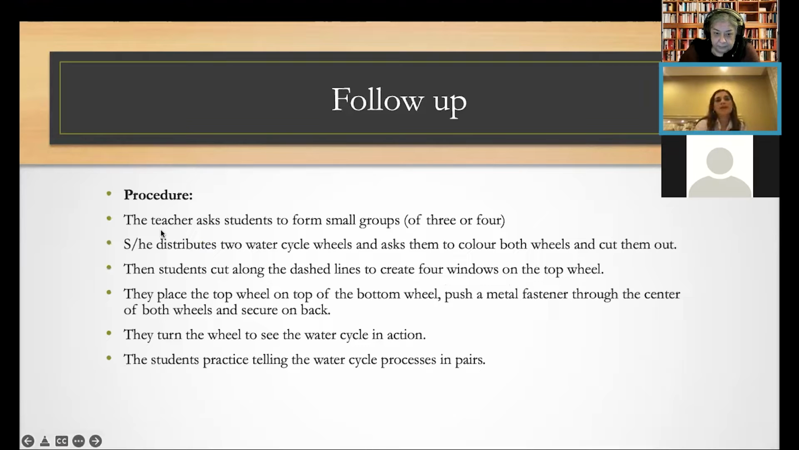As a follow-up activity, the teacher asks students to form small groups of 3 or 4. She distributes 2 water cycle wheels and asks them to color both wheels and cut them out. Then students cut along the dashed lines to create 4 windows on the top wheel. They place the top wheel on top of the bottom wheel, push a metal fastener through the center of both wheels and secure it on the back. They turn the wheel to see the water cycle in action.